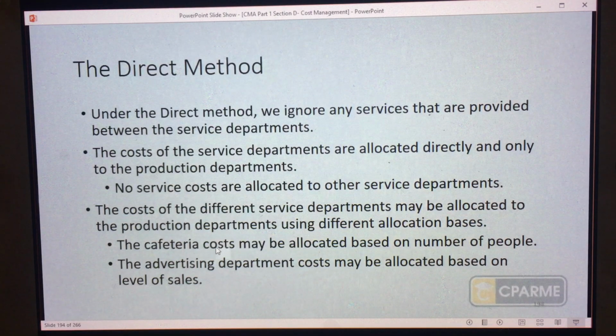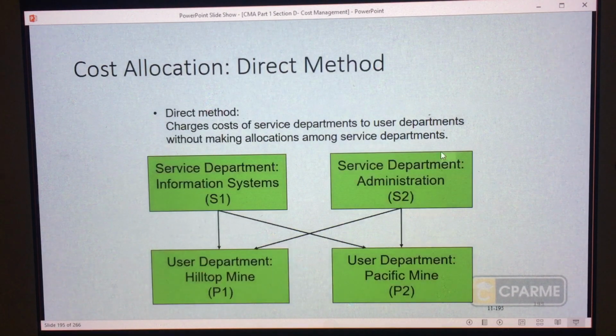Sometimes in other examples, like here, your cafeteria costs may be allocated on the number of people, and advertising department costs may be allocated on the level of sales. The direct method of service department cost allocation charges costs of service departments to user departments. If you look at it, there's no allocation between S1 and S2. In other words, the costs are charged only to the final cost centers. In the case of Carlisle, that is only P1 and P2, with S2 giving service to P1 and P2.